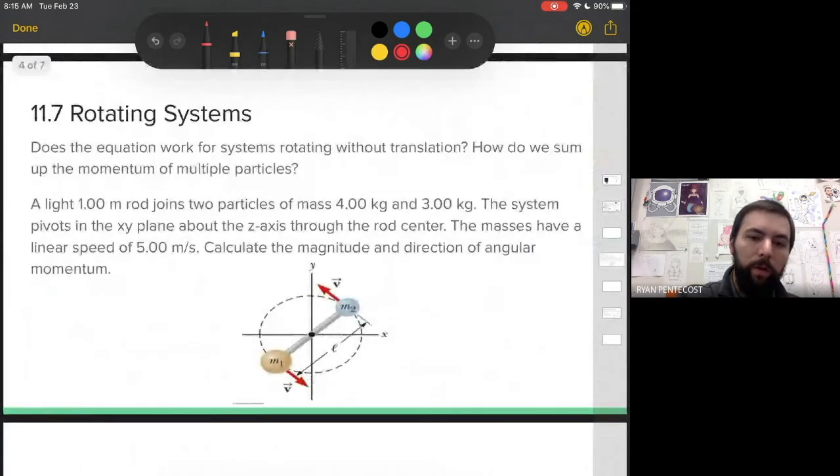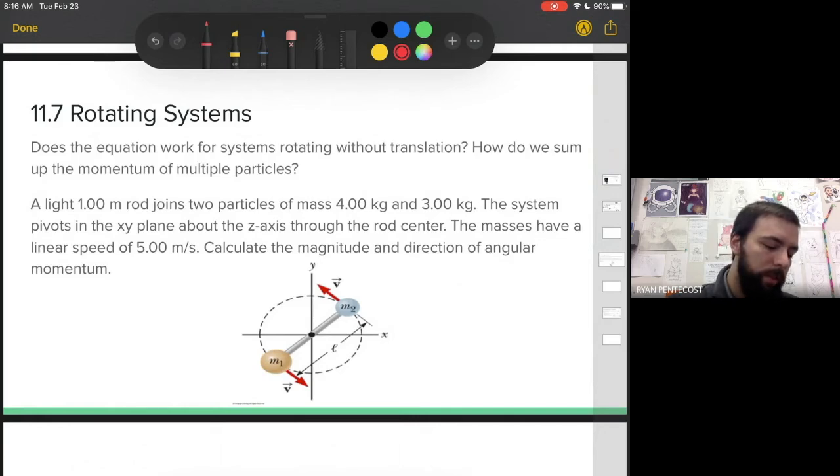All right, so we've got a rotating system, right? Now, we have this mass 1 and mass 2. Looks like they are attached to a rigid rod. We're going to read that in a minute. But the question here is, does the equation work for systems rotating without translation? Do we sum up the momentum of multiple particles? So it's a good question. Is our equation going to work if they're not actually translating, right? If they are just rotating. So remember, translation is if an object is moving linearly. I guess it doesn't have to be linearly, but an object is simply moving. It's scooting, or rolling also is translation plus rotation, right?